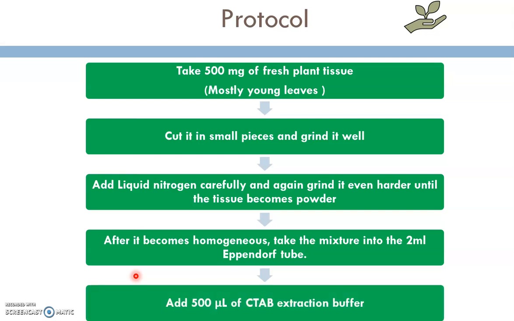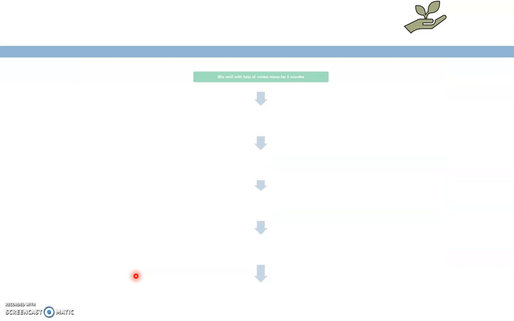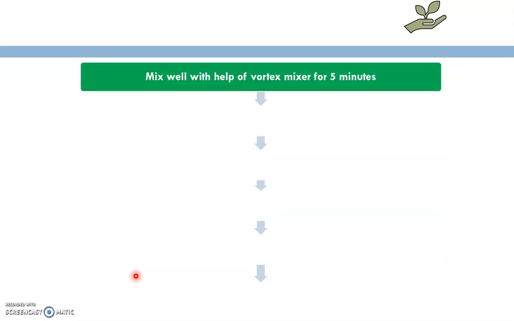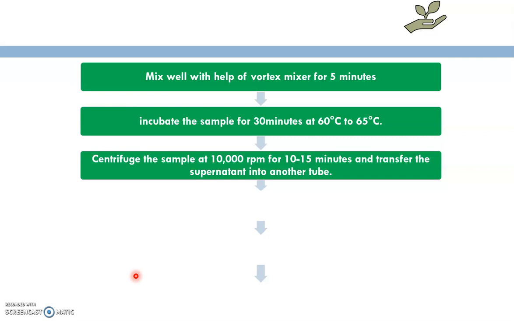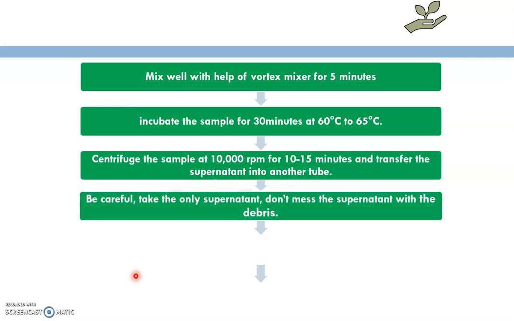Add 500 microliters of CTAB extraction buffer. Now mix well with the help of a vortex mixer for 5 minutes. Incubate the sample for 30 minutes at 60 to 65 degrees centigrade. Now centrifuge the sample at 10,000 rpm for 10 to 15 minutes and transfer the supernatant into another tube. Be careful, take only the supernatant, don't mix the supernatant with the debris.